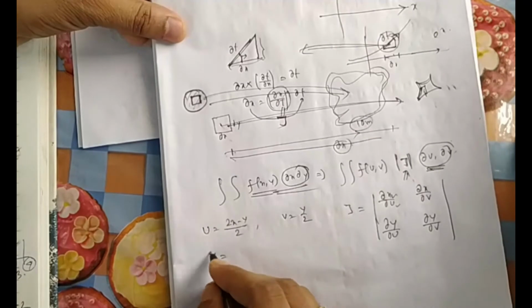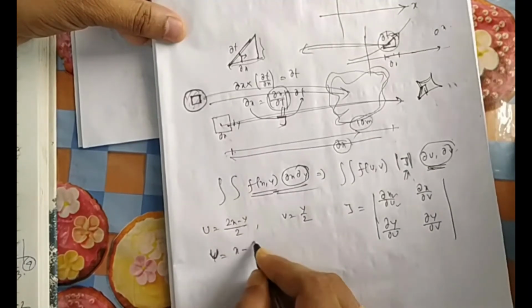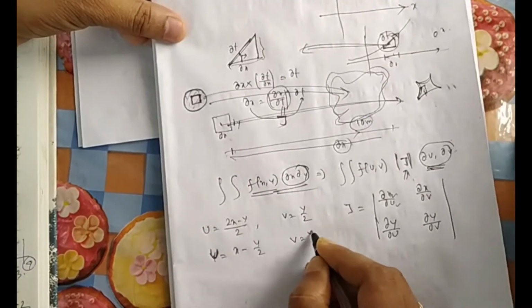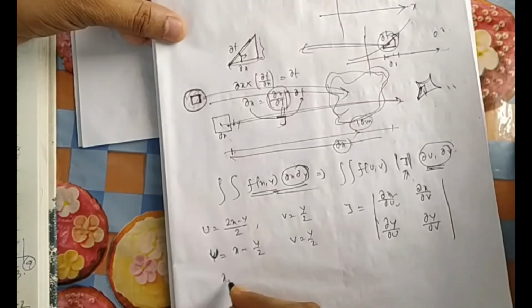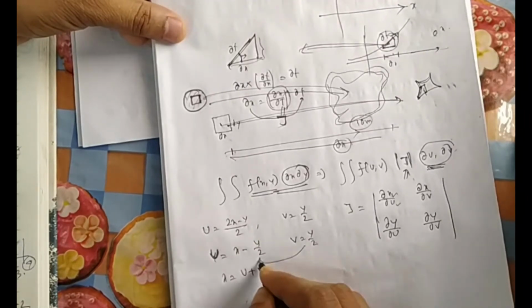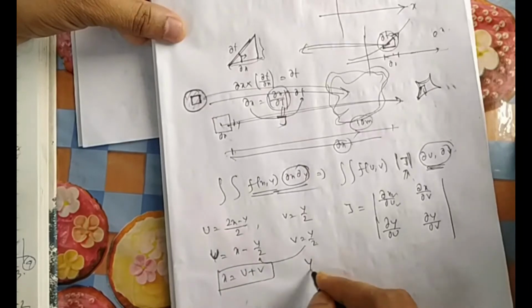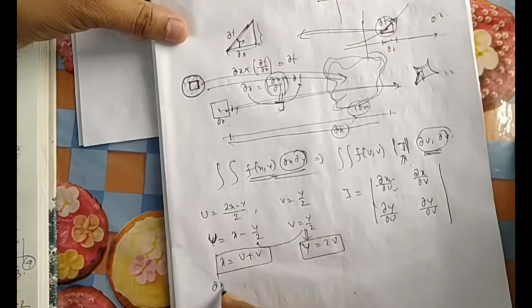So u is equal to x minus y by 2, v is equal to y by 2. So you can put v here. So x is equal to u plus v. So this is x, I am segregating, and this is y equal to 2v. So that differentiation becomes easy. Now I have to differentiate all this.